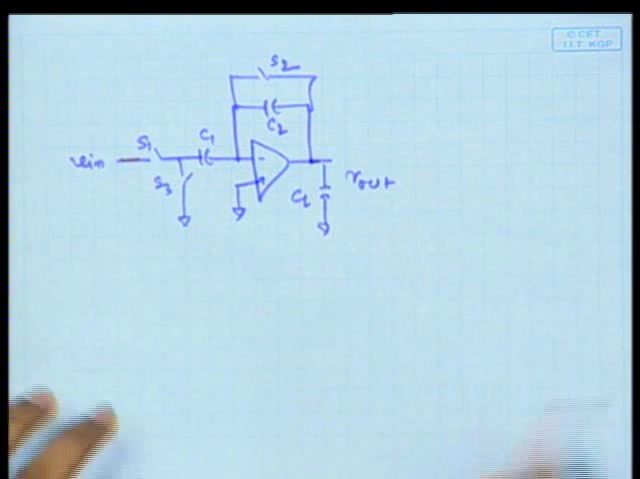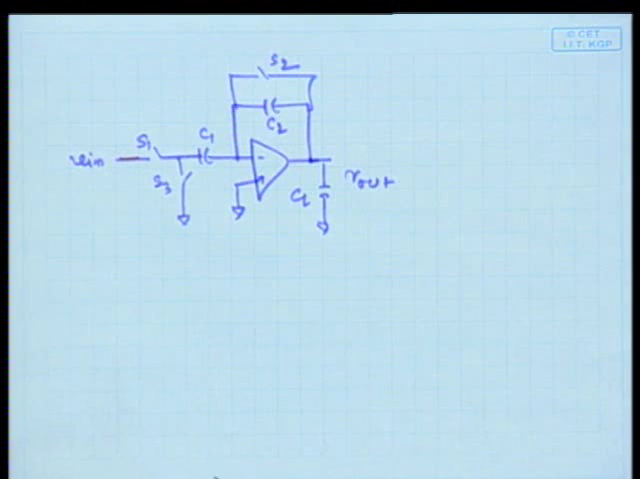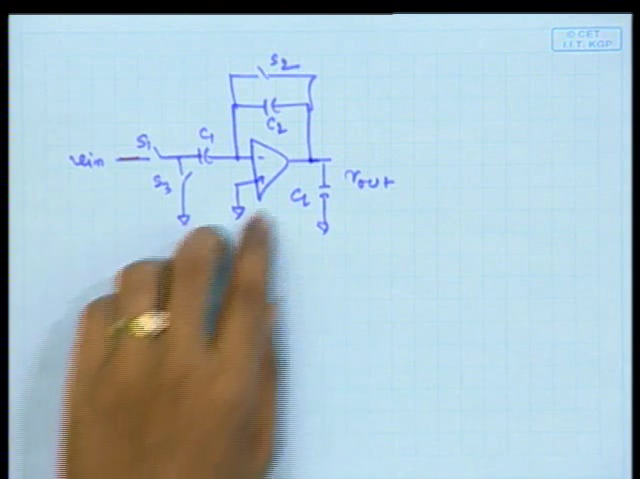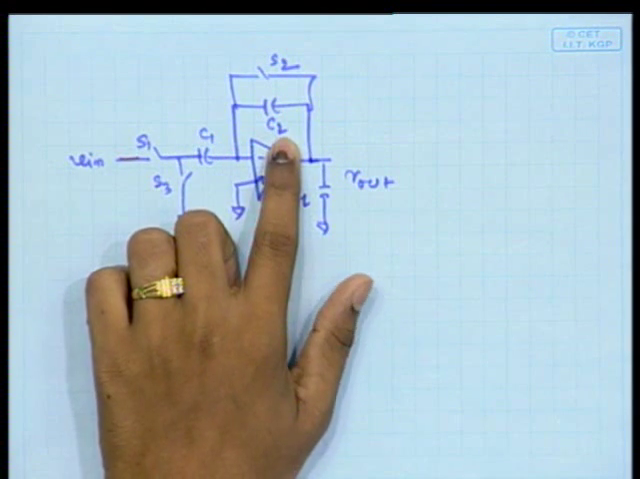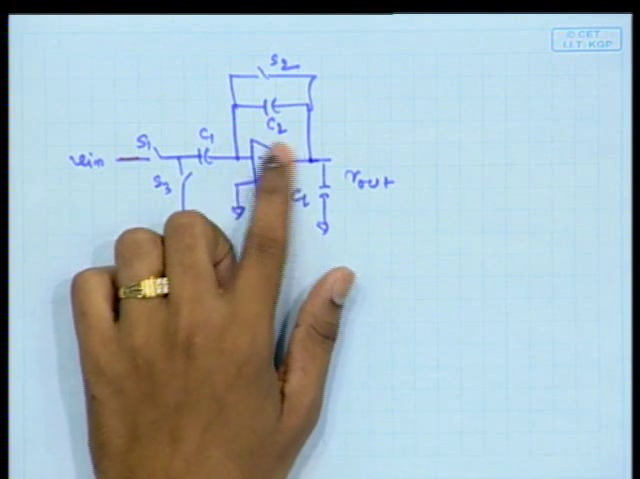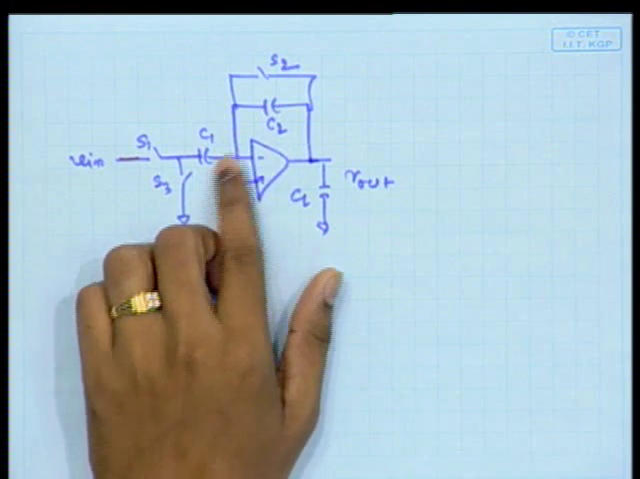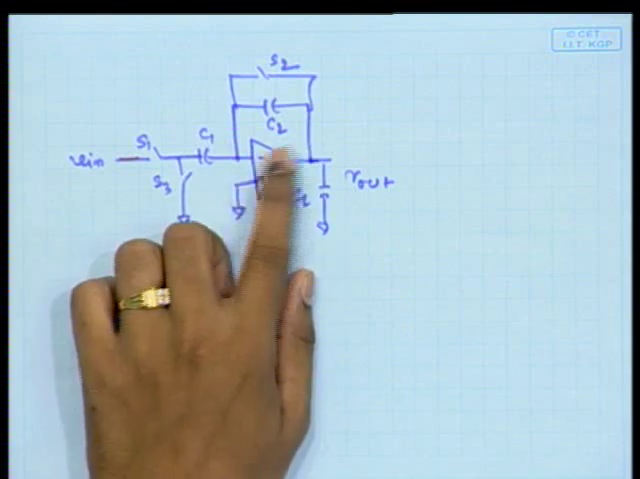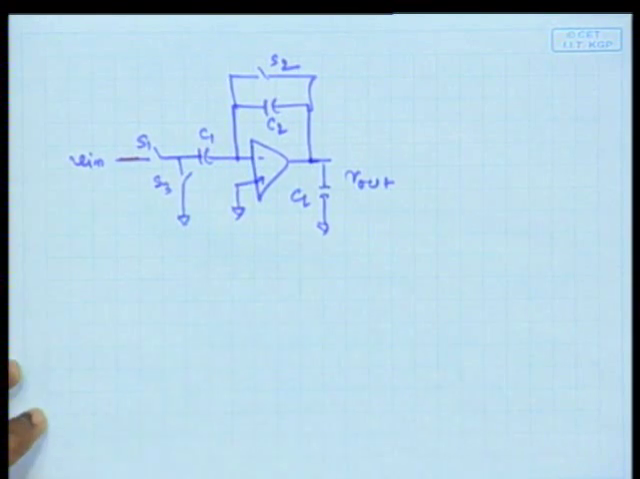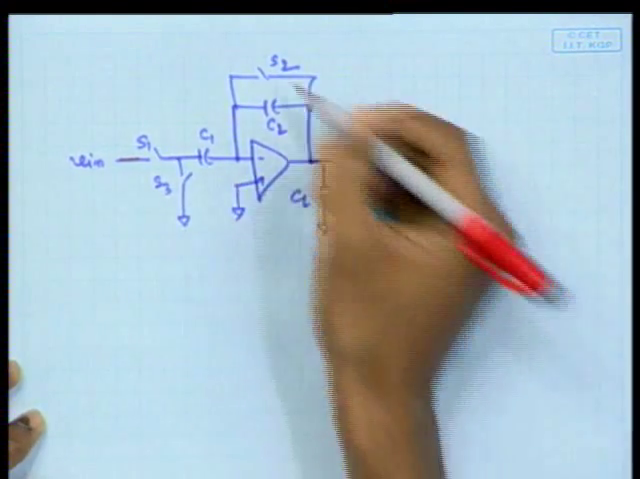Okay, so this is a simple switch capacitor amplifier. The gain of the amplifier is defined by C1 and C2. Let us start with the operating principle, how it operates. You have a clock.